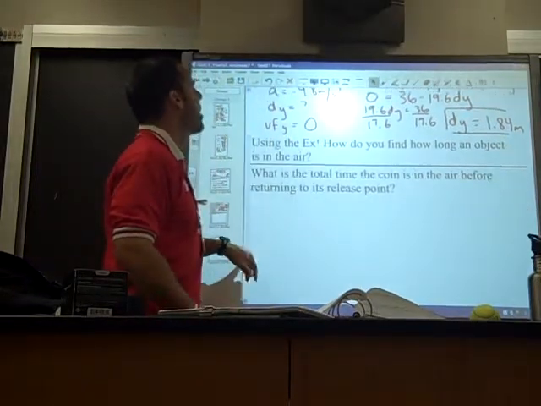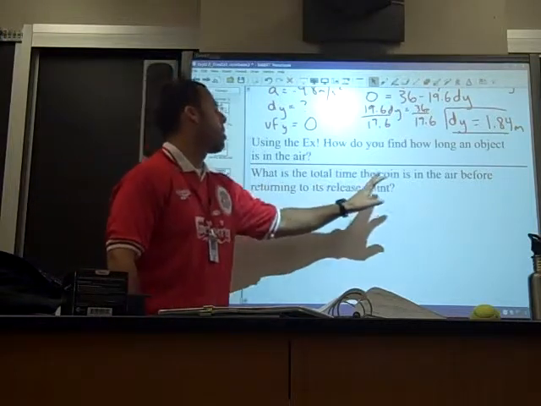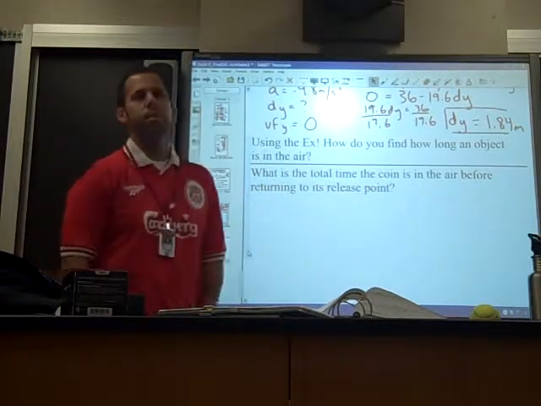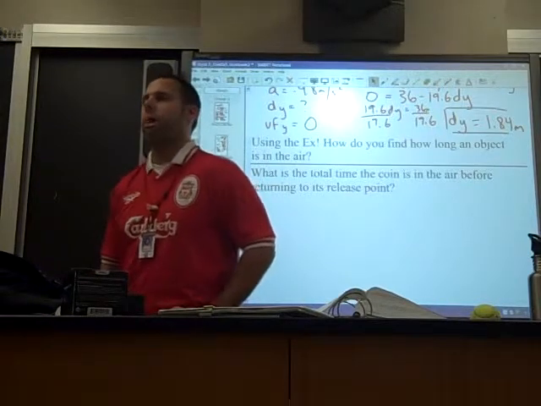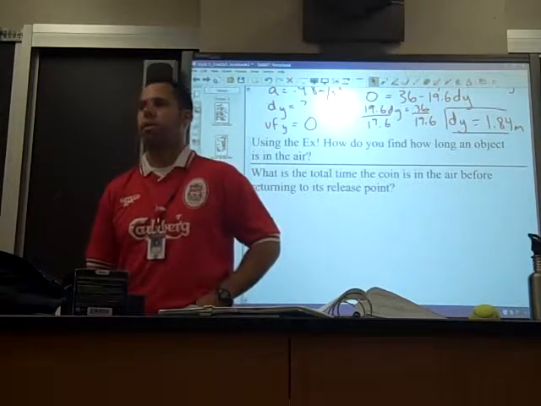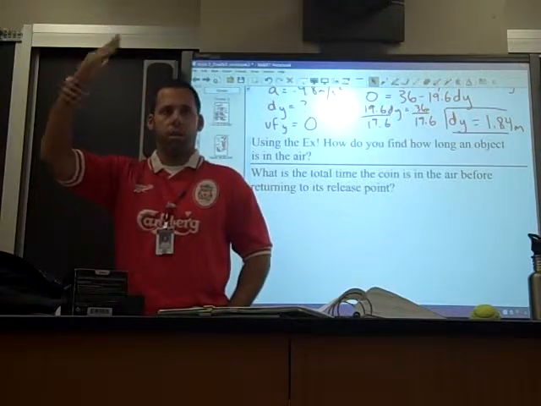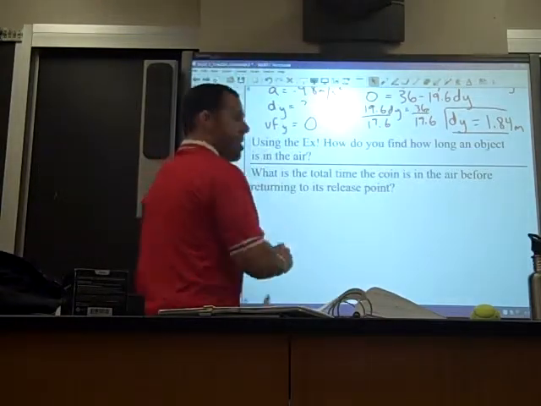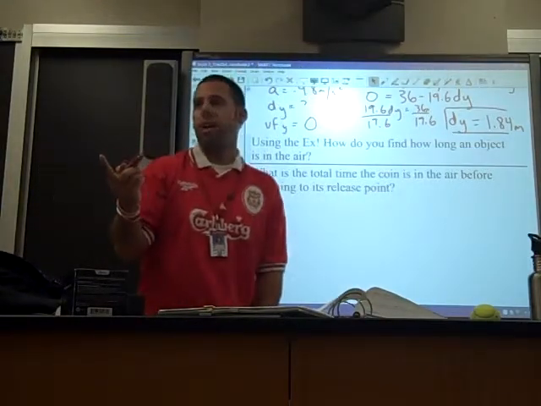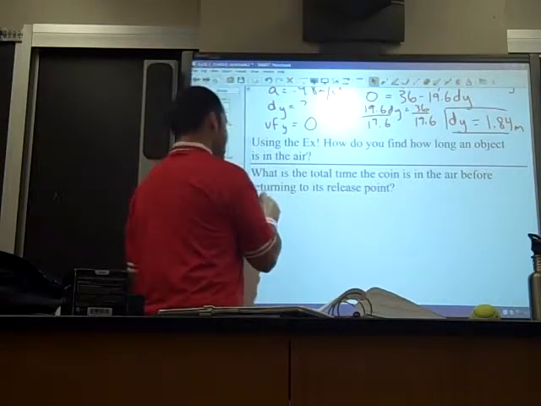So using the x, how do you find how long an object's in the air? What is the total time the coin is in the air before it returns to its release point? Can we look at this half of the problem? How can we look at half the problem? What can we find first? The time to reach maximum height. Can we do that? Let's do that. Once we find that, what do we do with that time? Double it. Just multiply by 2.